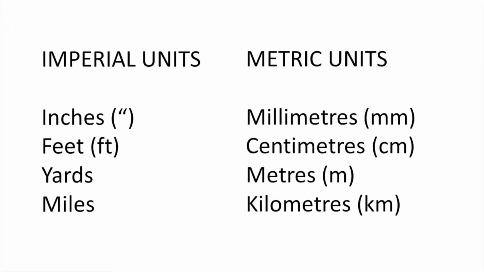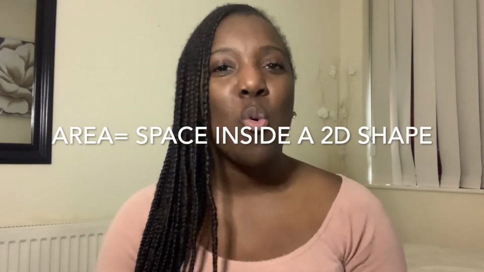So, in understanding length, we looked at in our previous video the different units that we can use to categorize length, whether they're imperial units or metric units like these. Based on that, let's now look a little bit further at the definition of area. Area is simply the space inside all of the edges of a two-dimensional shape.